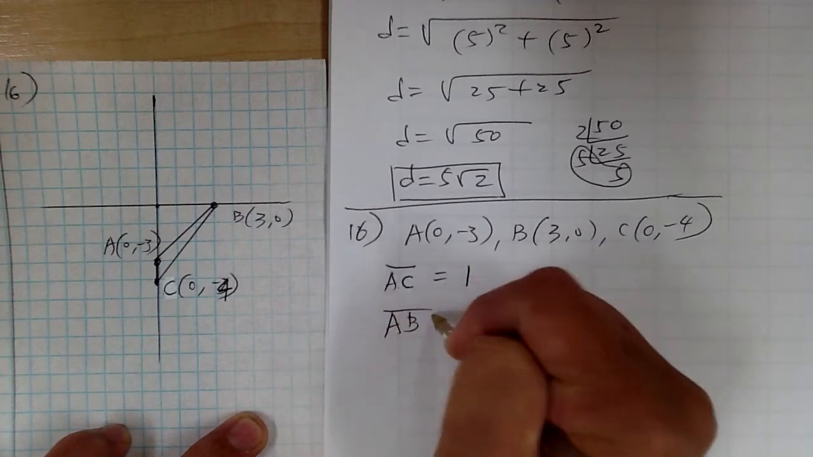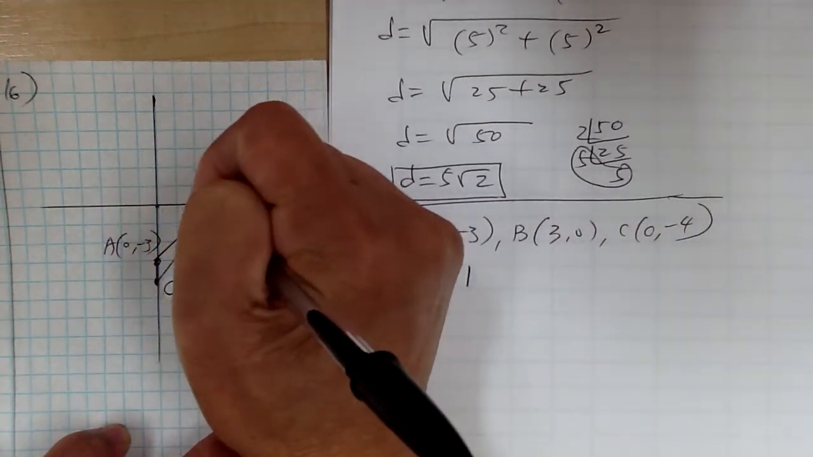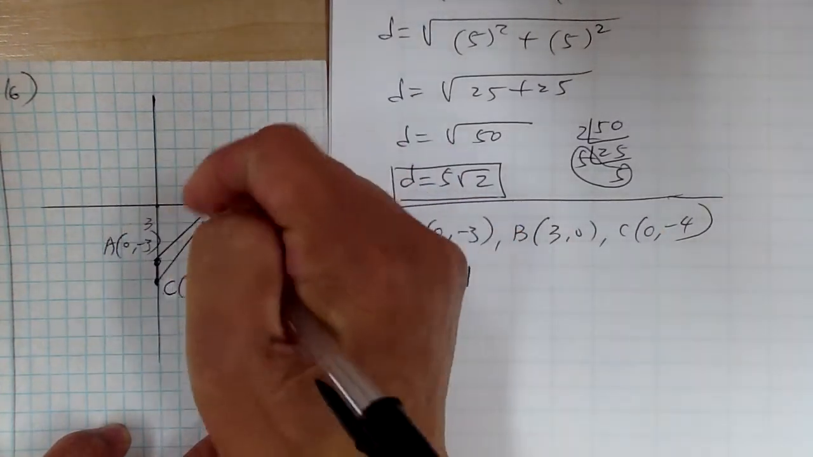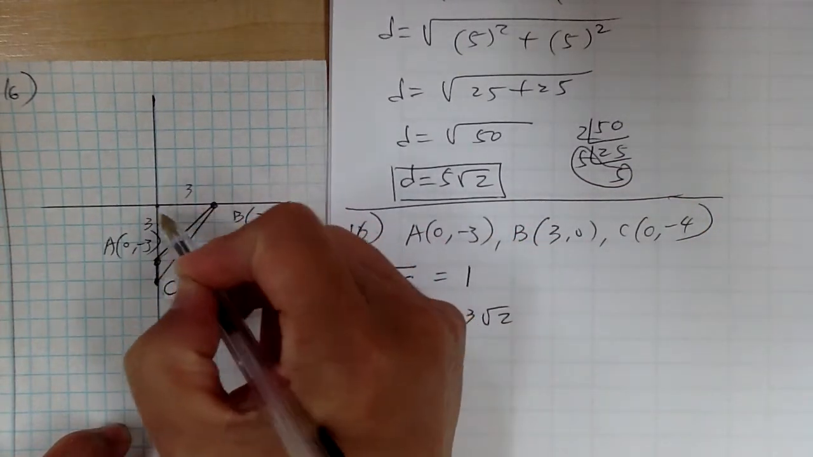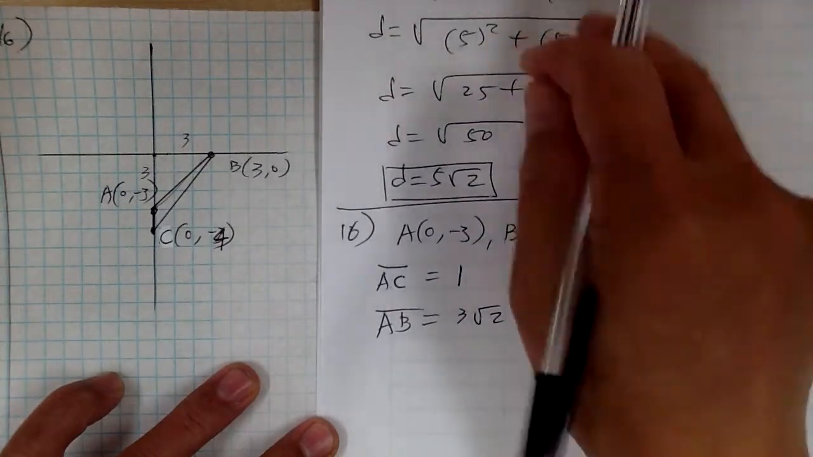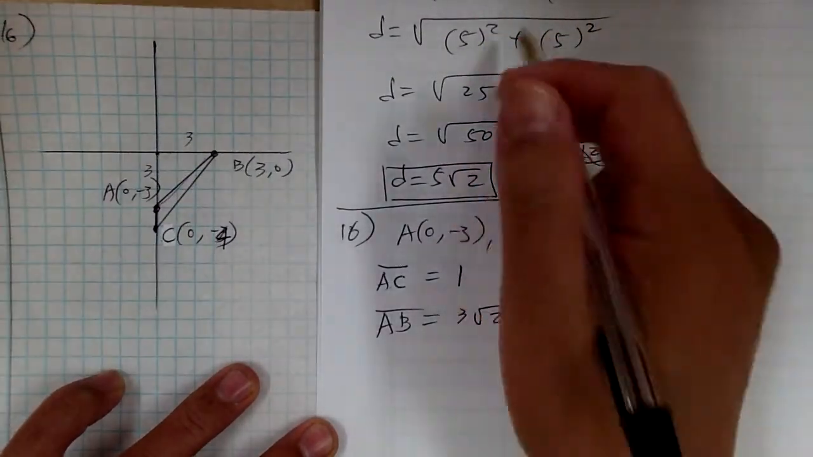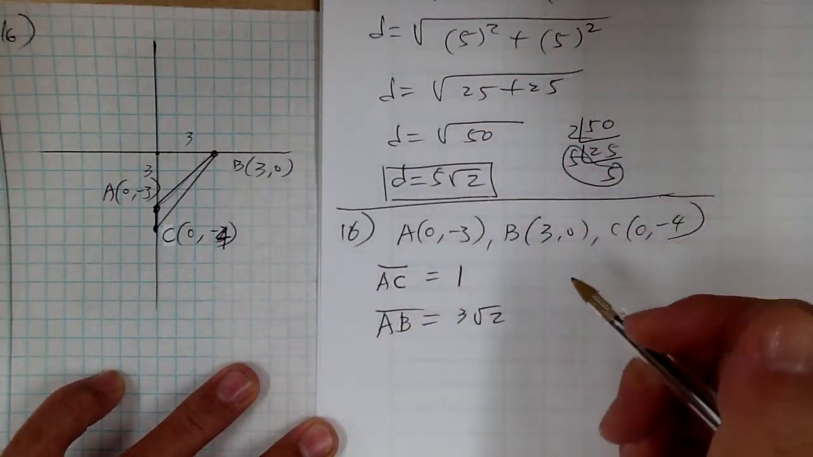Okay, and AB. If you look over here again, this is 3, this is 3, right? So AB would be 3 square root of 2. That's your 45 special triangle. Or you can use the distance formula. So I'm not going to do that again. So you can do that.